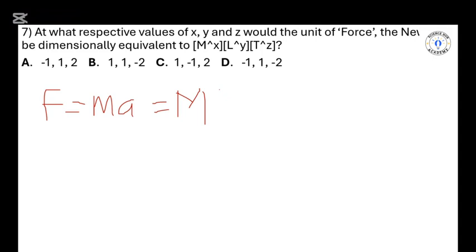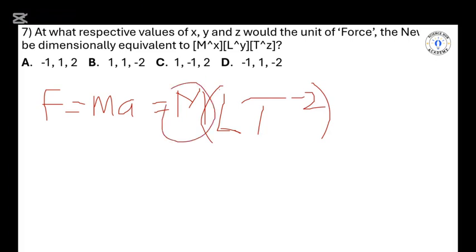So I need M to the power, L to the power what as well? L to the power 1. So T to the power -2. This is acceleration. This is mass. So what are the powers of M, L, and T? M takes the power of 1, as can be seen. L takes the power of 1, and T takes the power -2. 1, 1, -2. That is option B. Option B is correct.